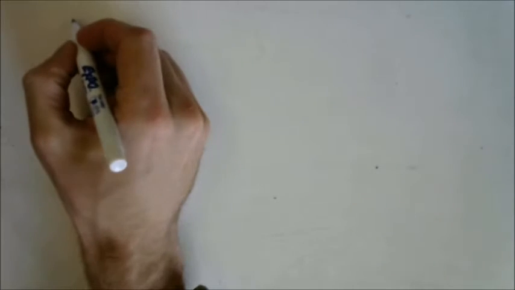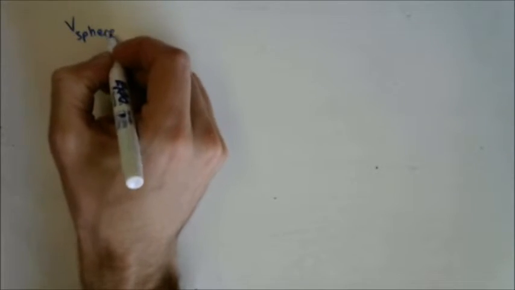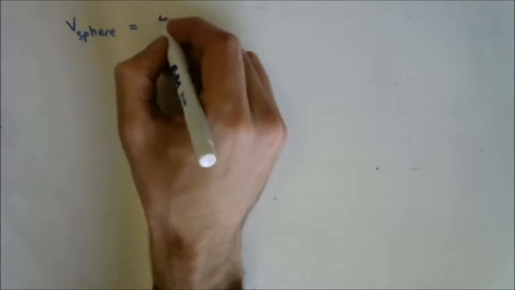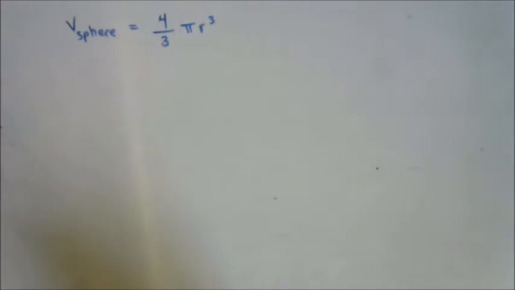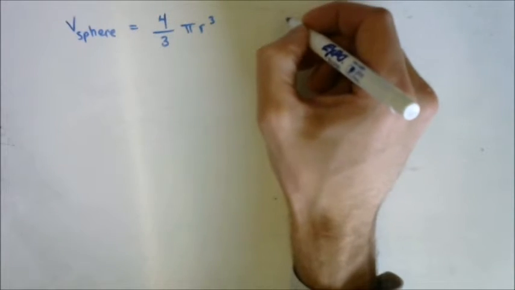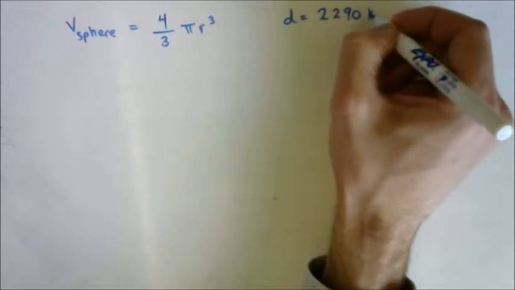Example 1, volume of Pluto. Pluto is the smallest planet in the solar system. We're given that the diameter of Pluto is approximately 2,290 kilometers, and we need to calculate the volume of Pluto using our formula. So we know that the volume of a sphere, so the volume of Pluto, is 4/3 pi r cubed. And in the question, the information that we're given is that the diameter of Pluto is 2,290 kilometers.